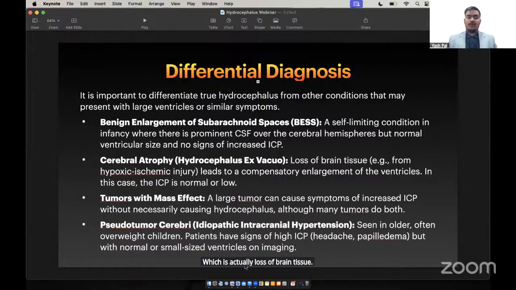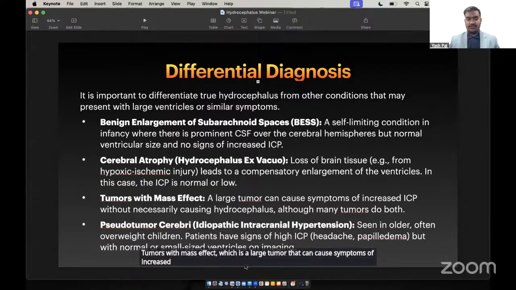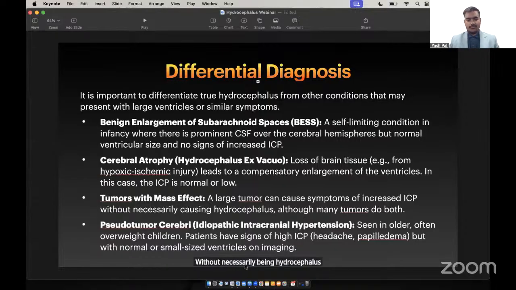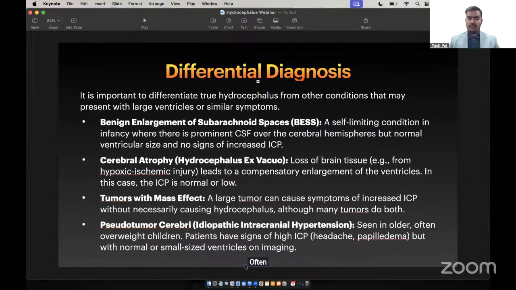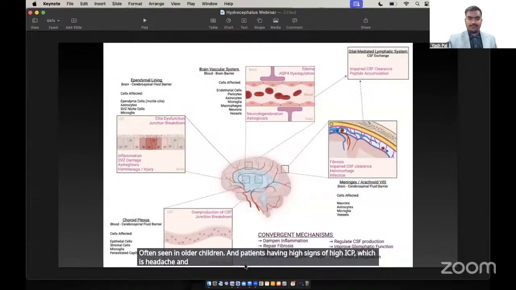From hypoxic ischemic injury, it can happen. Tumors with mass effect, which is a large tumor that can cause symptoms of increased intracranial pressure without necessarily being hydrocephalus, although many tumors do both. And the last one being pseudotumor cerebri, which is idiopathic intracranial hypertension, often seen in overweight children and patients having signs of high ICP, which is headache and papilledema.